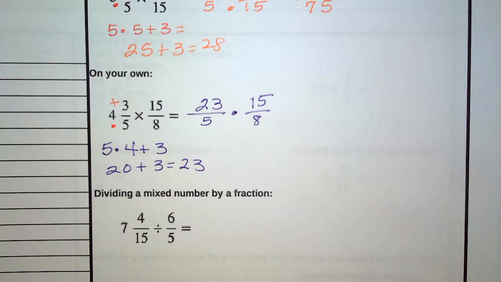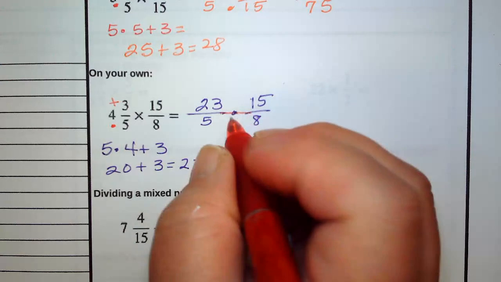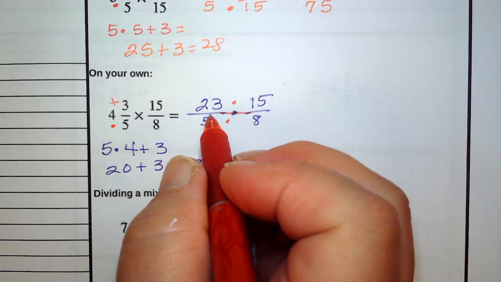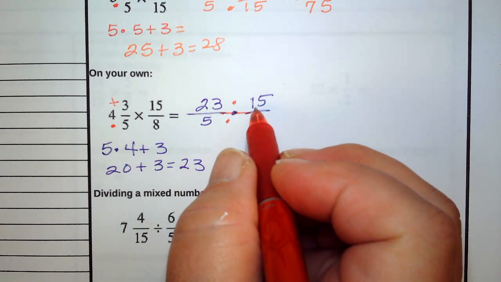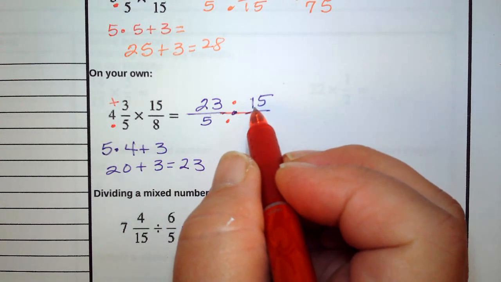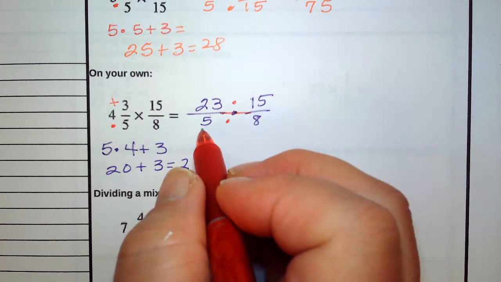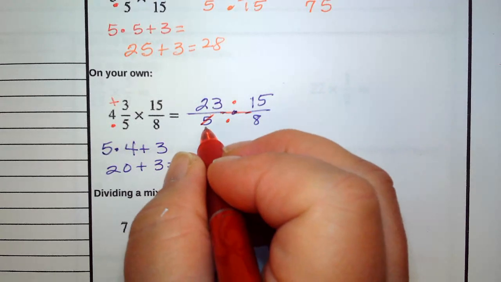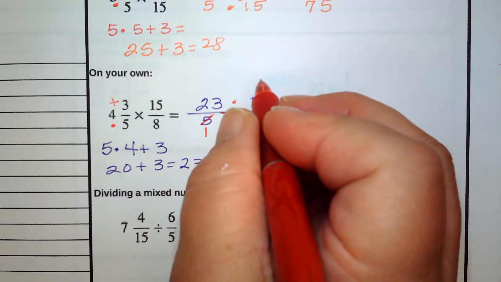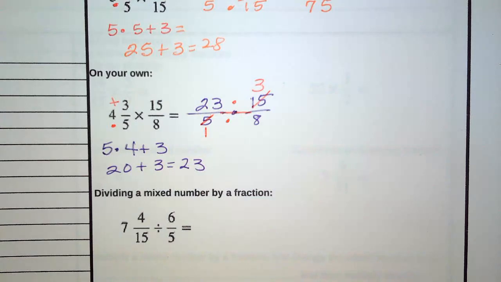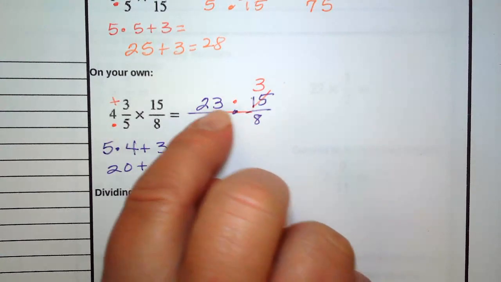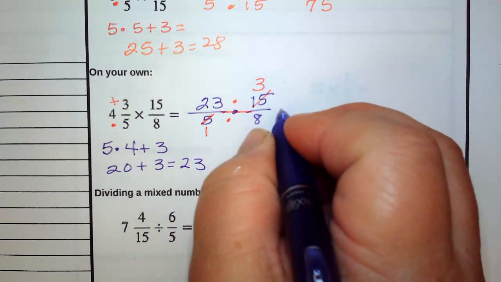As I look, 23 is prime, so there's no common factors. The factors of 15 are 1, 3, 5, and 15. I've got a 5 down here. I can factor out my 5. 5 divided by 5 is 1. 15 divided by 5 is 3. As I look, there are no common factors between 8 and 3 or 8 and 23, other than 1.